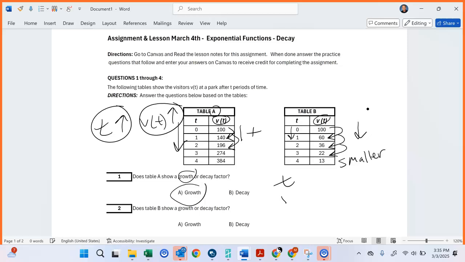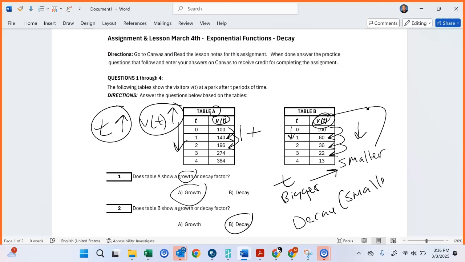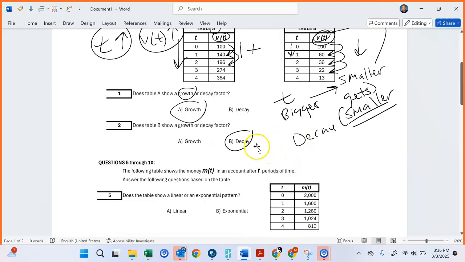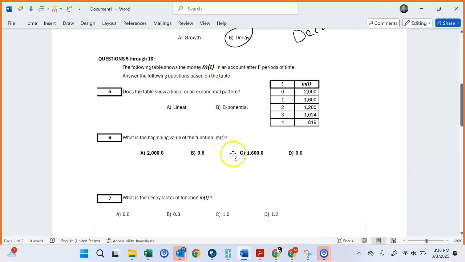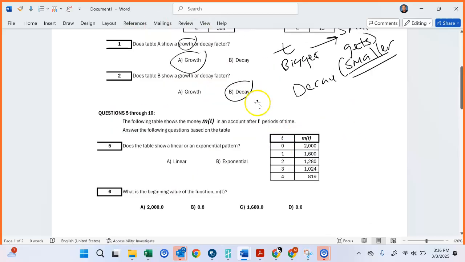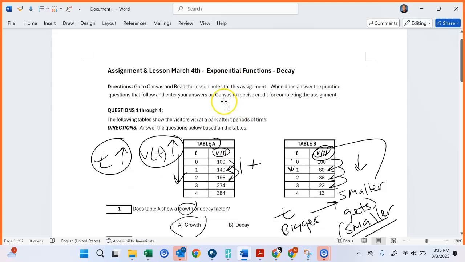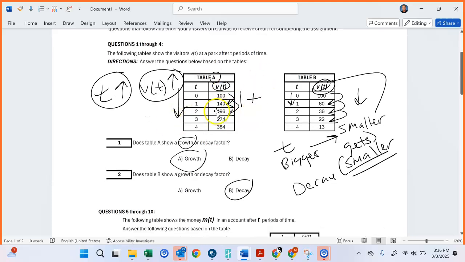As t gets bigger, then V(t) gets smaller. So that's decay. So the word decay means getting smaller. Gets smaller, okay? Okay, so that's very important. So that's the first two answers for questions number 1 and 2. So I will let you do this one right here on your own, okay? Oh, wait, no, I take that back. Okay, that's the first question type, okay?